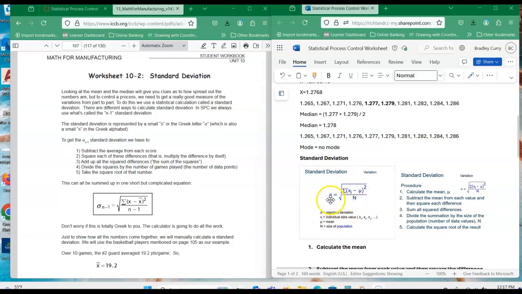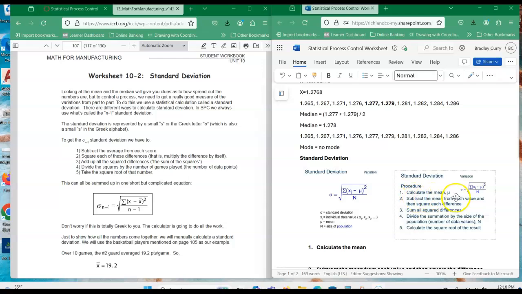So your standard deviation, the symbol being the Greek symbol sigma, equals the square root of the sum of the individual data values minus the mean squared divided by the size of the population. And we talked earlier about the procedure to go ahead and do this.